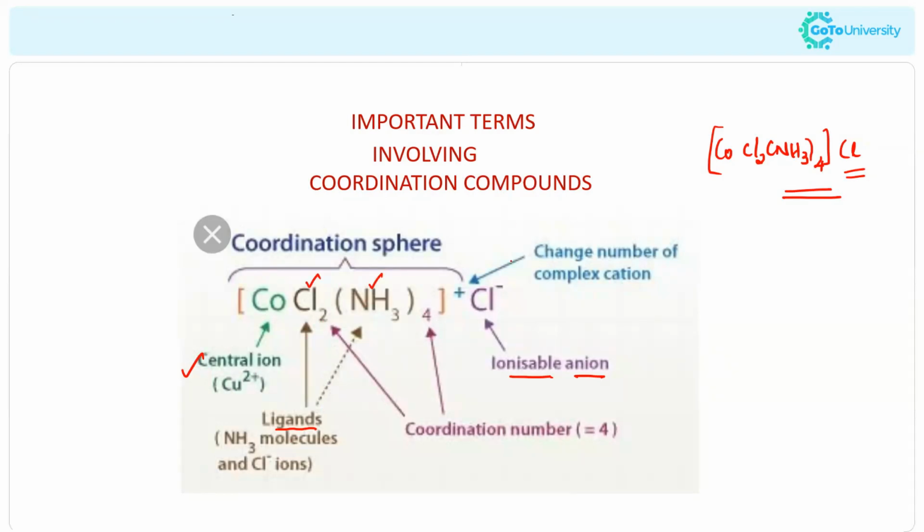And now we have to know what the coordination number is. Coordination number means how many groups or ligands are surrounding the metal atom. If you take the given coordination sphere, cobalt is surrounded by 2 chlorine atoms and 4 ammonia groups, right? So the total coordination number will be 6 here: 4 due to ammonia and 2 due to chlorine. That is how we predict the coordination number of the complex.